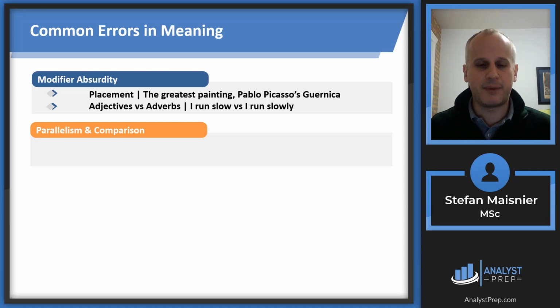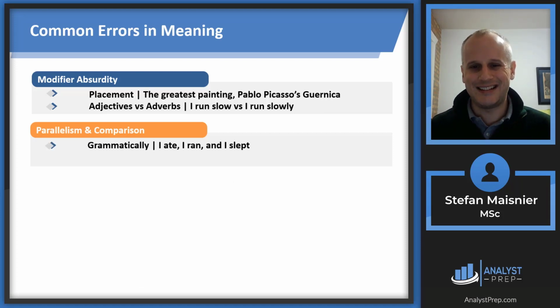Then we have the idea of parallelism and comparison. So these are dealing with lists and literal comparison. So you have to make sure that if you've got a list, every part of the list is parallel, as it would be here. I ate, past tense, I ran, past tense, and I slept, past tense. These are all past tense things. That is an apt list.